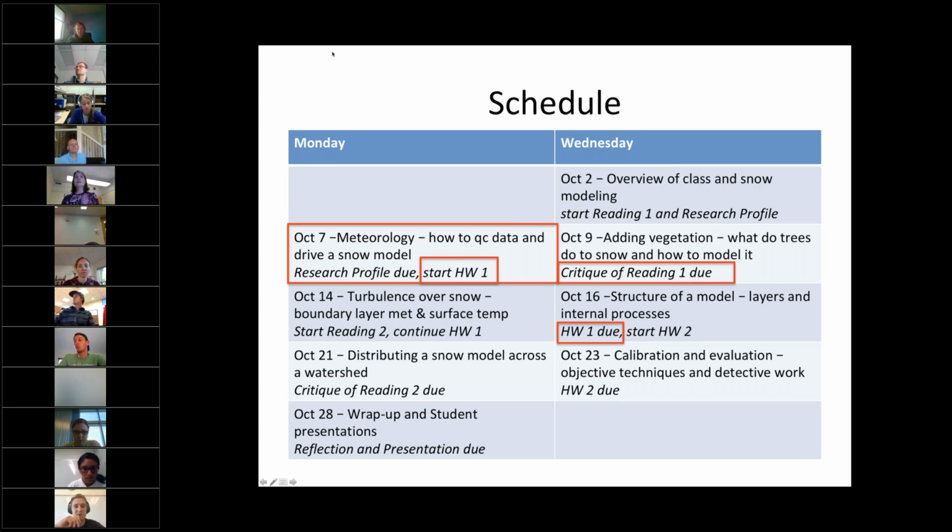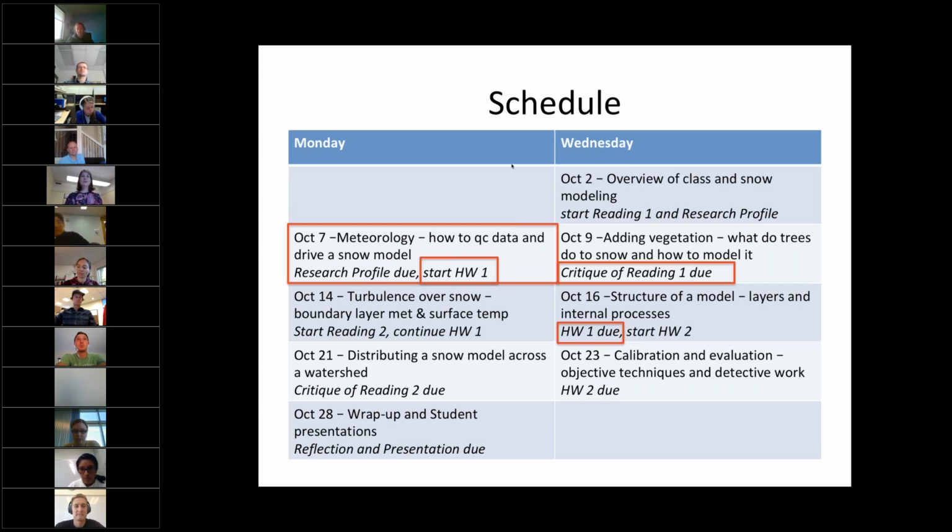All right, so where are we in our whirlwind month of snow modeling? Last Wednesday, we did our overview of the class and snow modeling in general. I told everybody to start reading 1 and write a research profile. I saw lots of good information on the discussion about people's backgrounds and research. Thank you. On Wednesday, the critique of reading 1 will be due. Are there any questions? Anyone have trouble finding reading 1 and the directions or anything?